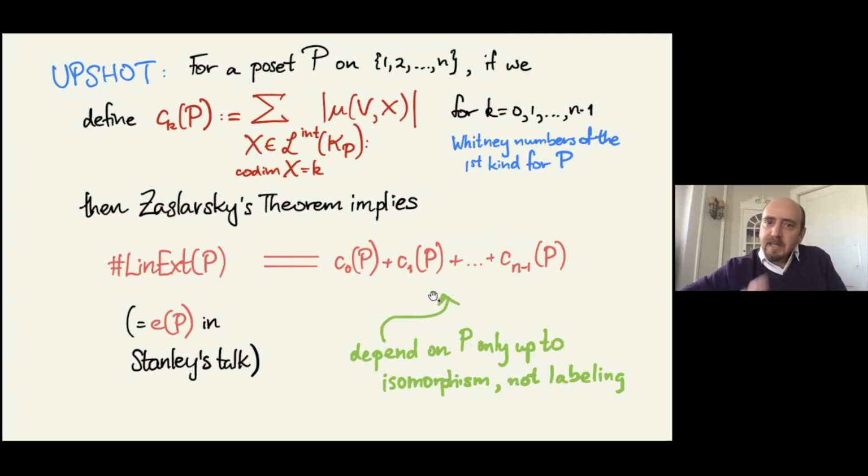And what I want to emphasize before I answer some chat questions is that this refinement of the number of linear extensions will depend upon the poset only up to isomorphism and not on the labeling of the poset. It's really geometric because when you relabel the poset, you're just applying a symmetry in the braid arrangement, one of the elements of the reflection group or the symmetric group, and it takes it to an isomorphic cone with isomorphic interior intersection poset. All the numbers will be the same.